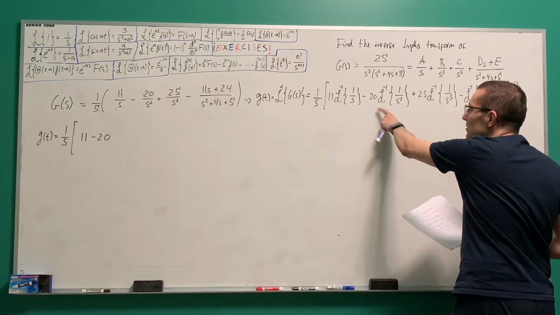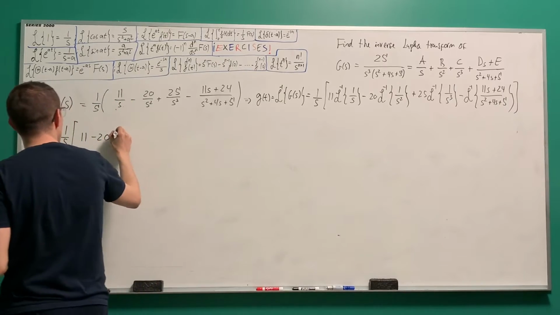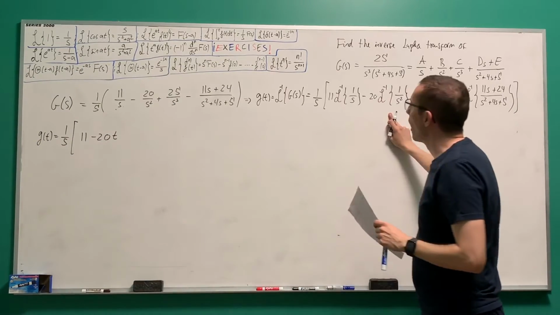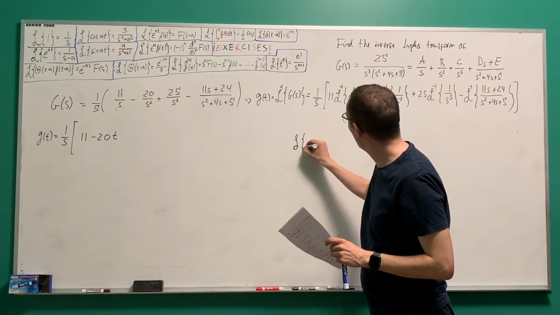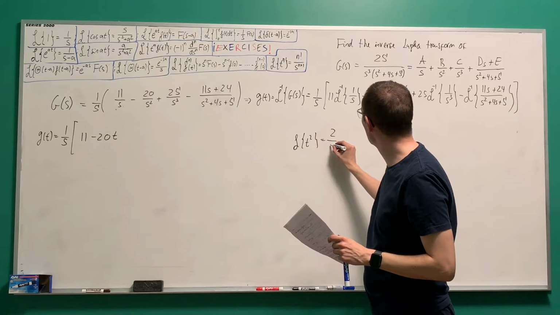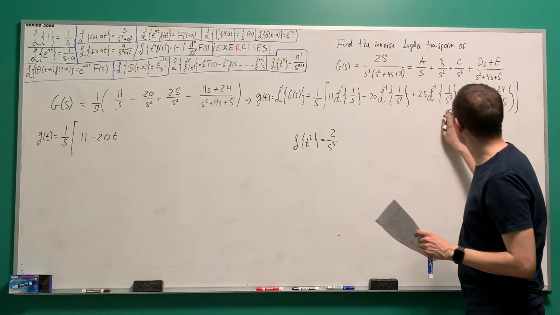So very easy. It's the inverse Laplace transform of 1 over s squared, that's t, so minus 20t. What about that one? Well, let's see. That one, we have the formula here. Remember, the Laplace transform of t squared is equal to 2 factorial, which is 2 over s cubed. That's not quite what we have here.